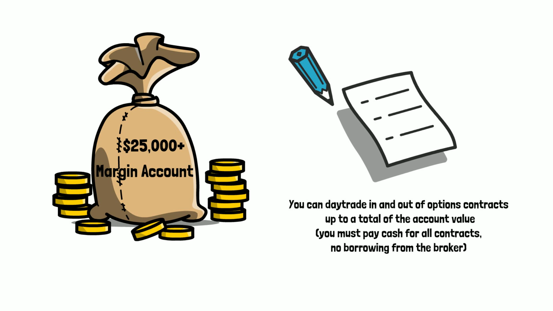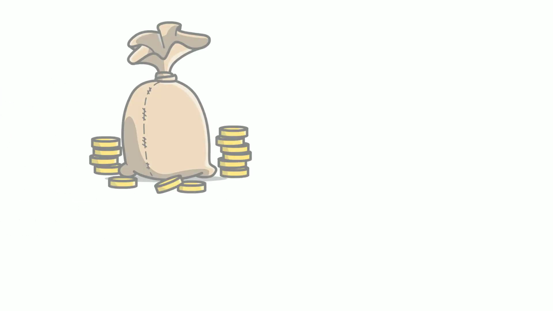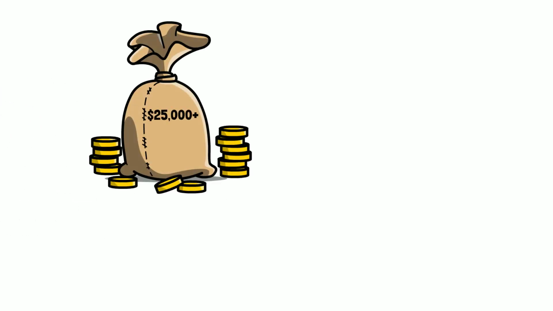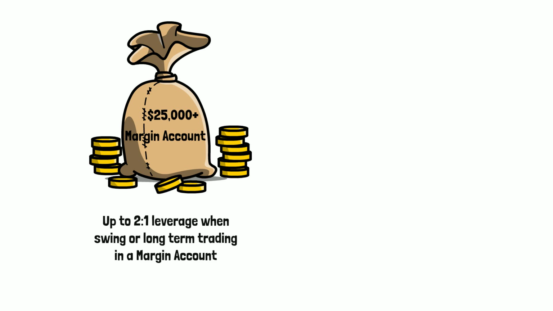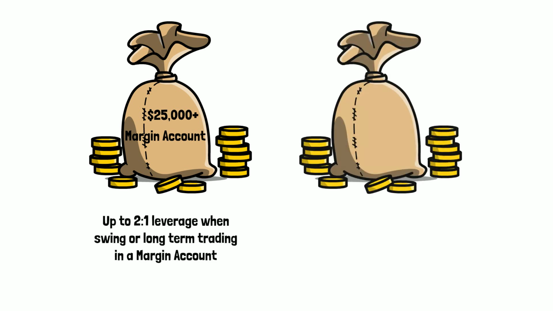So if you have plenty of money, a margin account might be best for you, but if you have a small account, making it a cash account and trading options or futures will allow you to day trade. One last thing to mention is that in a margin account, if you swing or long-term trade stocks, you can often get 2-to-1 margin on your trades, whereas in a cash account, it will only be 1-to-1 margin.